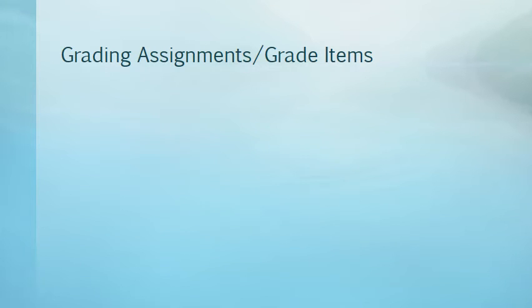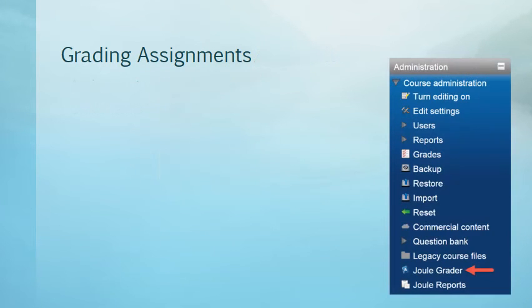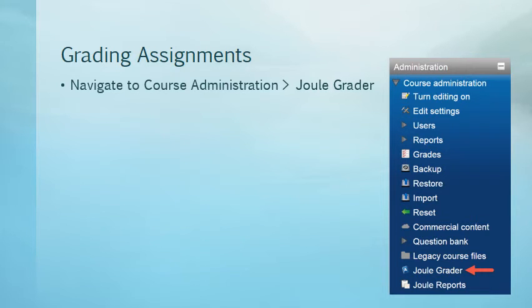It's time to look at grading assignments. It is important to know that there are two types of grade items in Joule: assignments on the course home page and hidden grade items in the gradebook. Assignments often have a clipboard or checklist symbol, while grade items are represented by a hand. Each type of graded item has a separate place to be graded. To grade an assignment, you'll need to go to the Joule grader underneath the course administration block.